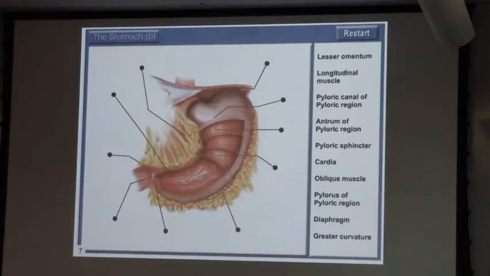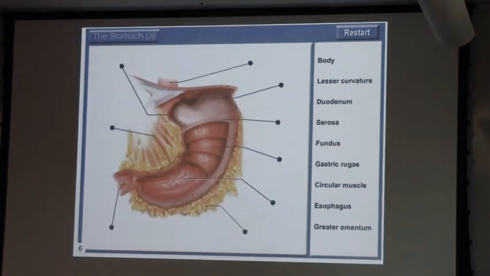Okay, let's do it again. Which one is the one up on the left supposed to be? Oh, body. Cardia is here. This could be the body, but it could also be pointing to the serosa, so there's some ambiguity here. This would be a legitimate answer for both body and serosa.